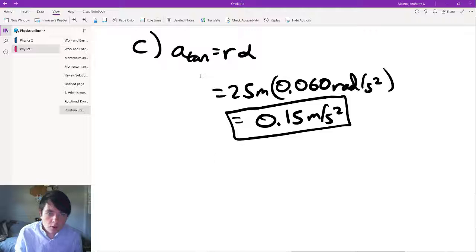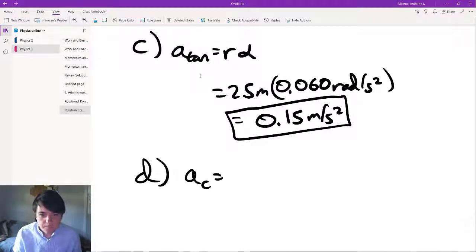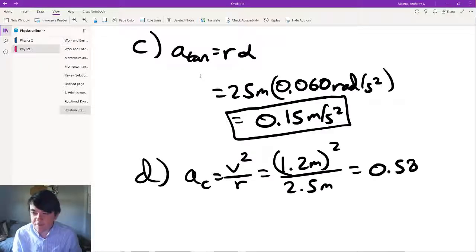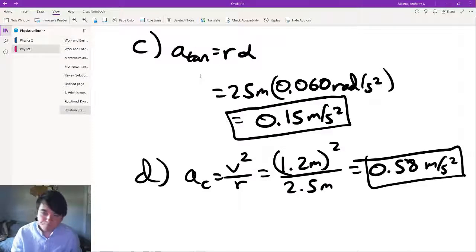Next up on the list is a_c. And if you remember the equation for that, that was v squared over r. Our v that we found was 1.2 meters per second. Square that, and then it's 2.5 meters for the radius. And we get 0.58 meters per second squared.